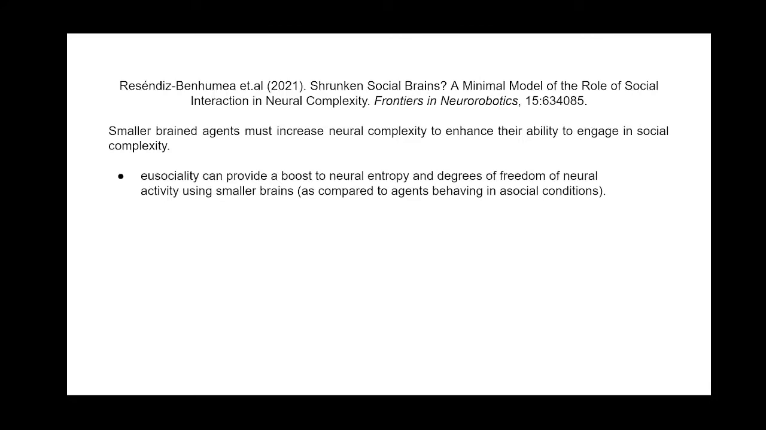This third paper is about the size of the brain. And so we know from the Tree of Life that different organisms have different sized brains. And there are rules that you can derive from the scaling of the body size to the brain size. In this paper, smaller brain agents must increase neural complexity to enhance their ability to engage in social complexity. Eusociality, in turn, can provide a boost to neural entropy and the degrees of freedom of neural activity using smaller brains.